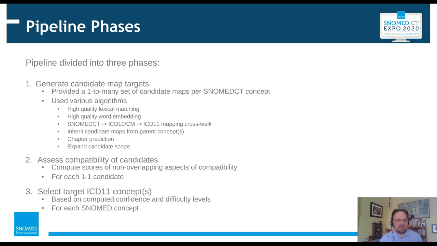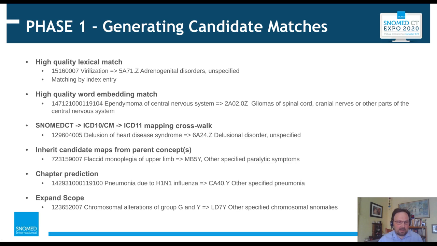The second part of the process is essentially, one by one, take each of those SNOMED to ICD11 connections, assess the compatibility of them, and rank and measure those things in a variety of different ways. And then finally, take all of those compatibility measures and compute what we want to do and what the right answer is. So now we'll go into a little detail.